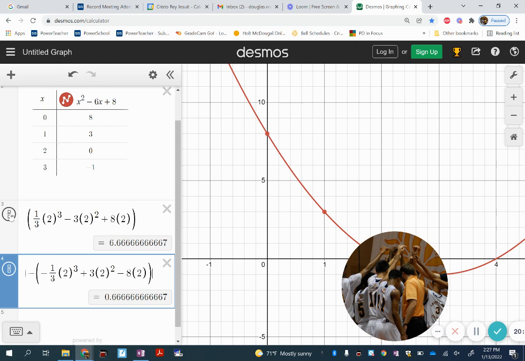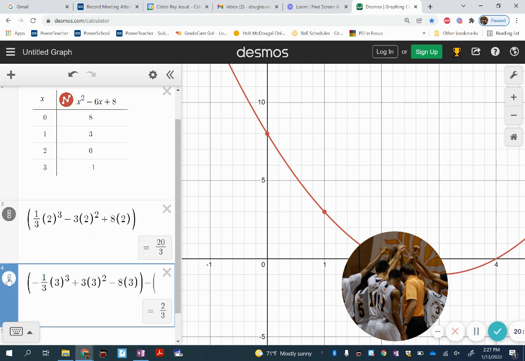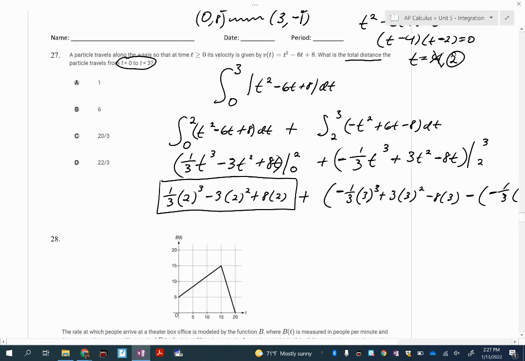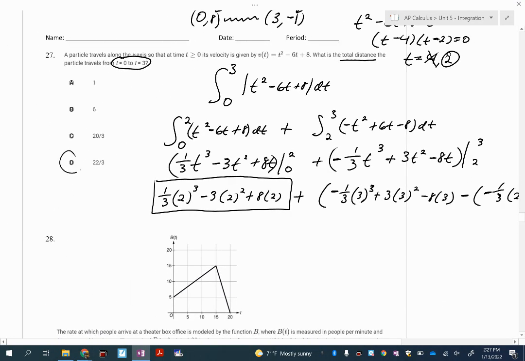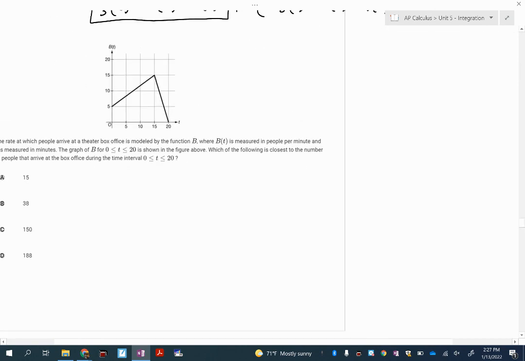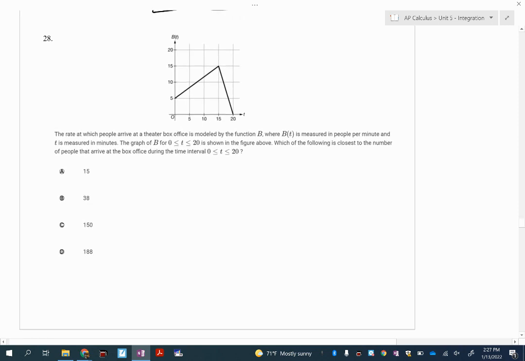So if I add these together, that's 20 thirds plus 2 thirds, which is 22 thirds. So my answer is 22 thirds, which is D. Again, I think that's probably the most challenging problem of this entire review. So 27 is D. Okay, we're almost there. Remember, I'm going to go until 31, I think, on this part. And then we'll be moving into part 3.